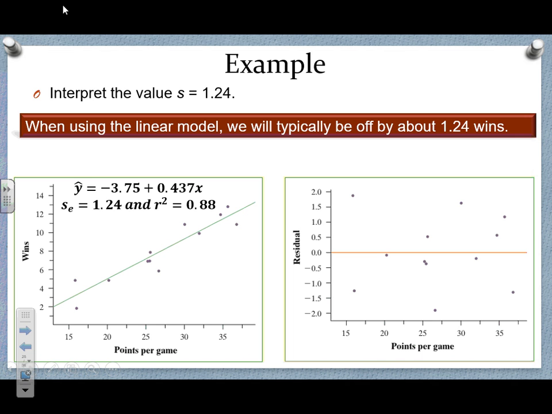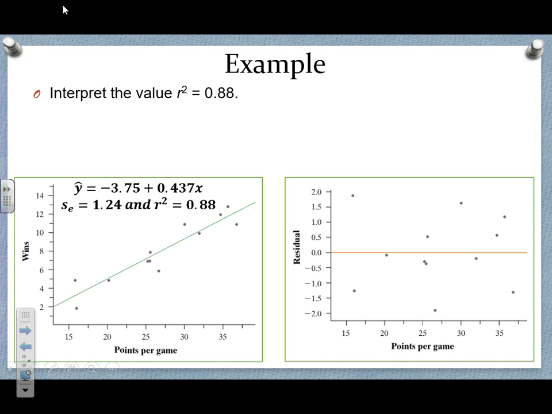So this statement can just be universal. All you have to do is change the context at the end. When we use the linear model, we will typically be off by whatever the standard deviation is, with units. Same statement every time. Will we ever have to calculate standard deviation? Not for the residuals. Nope. You will not have to calculate standard deviation for residuals. The only thing I'll ever ask you about standard deviation is how you interpret it.